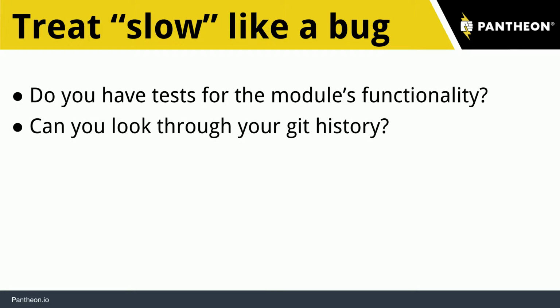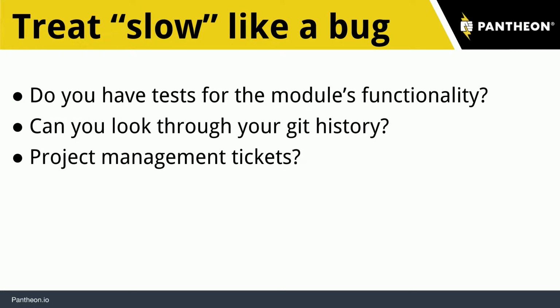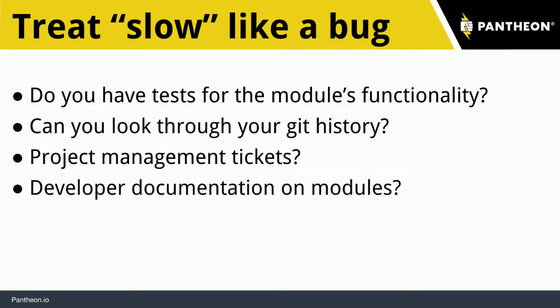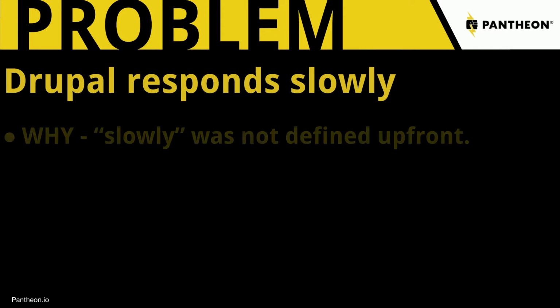Can you look through your Git history the same way you would look through your Git history to find where a bug was introduced? Can you look through your project management tickets? Ideally, your Git commits are referencing project management ticket numbers that will let you know, oh, we added display suite because of this ticket. We needed to do this thing. That's why it's there. If you can get to that metadata, if you can get to that information that you would need to solve a bug, you may be able to make your site faster. Do you have documentation on the modules that you're using?